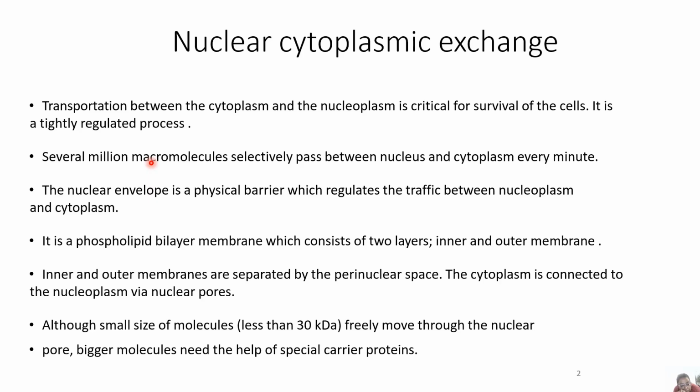So the nuclear envelope is a physical barrier which regulates the traffic between nucleoplasm and cytoplasm. It is a phospholipid bilayer membrane which consists of two layers, inner and outer membrane. The inner and outer membranes are separated by the perinuclear space, and the cytoplasm is connected to the nucleoplasm via nuclear pores. Although small molecules freely move through the nuclear pore, bigger molecules need the help of special carrier proteins.